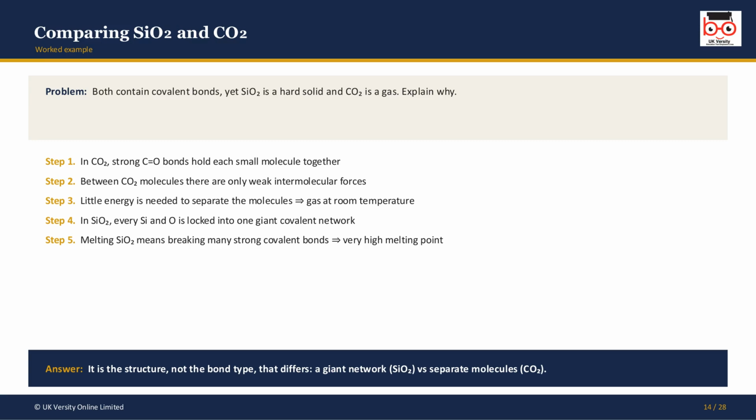In silicon dioxide, by contrast, every silicon and oxygen is locked into one giant covalent network, and melting it means breaking many strong covalent bonds, giving a very high melting point. It's the structure, not the type of bond, that differs.